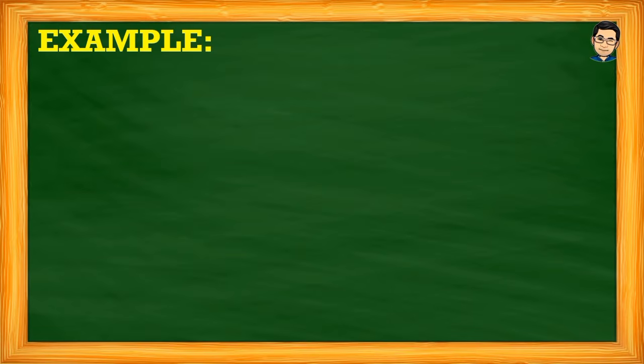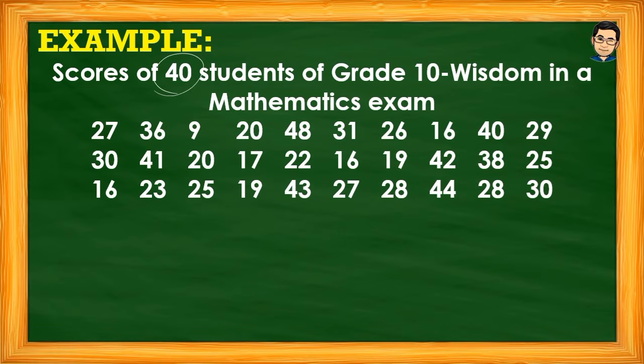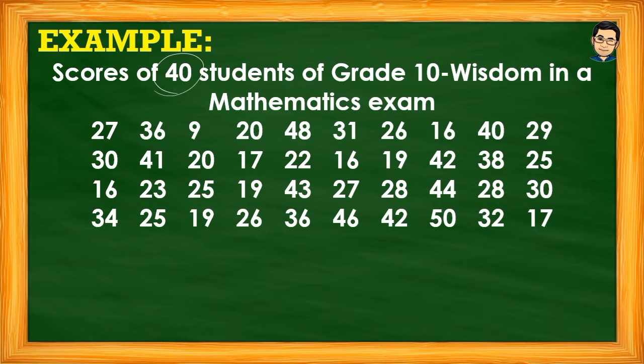Through an example. So the scores of 40 students of grade 10 wisdom in a mathematics exam. Okay, so n is equal to 40. Ayan. Hindi na tayo mahihirapan. N is equal to 40. So ito yung mga scores ng mga students. Ayan. Mapapansin nyo, hindi na lang po yan 10, hindi na lang po yan 15. So 40 na po. That is why considered na po yan as grouped data.